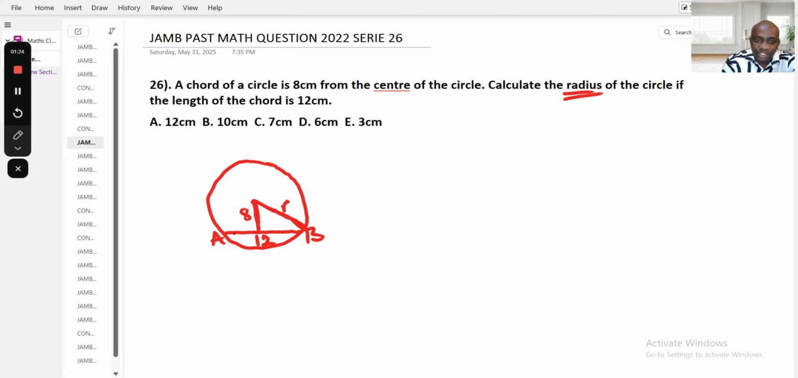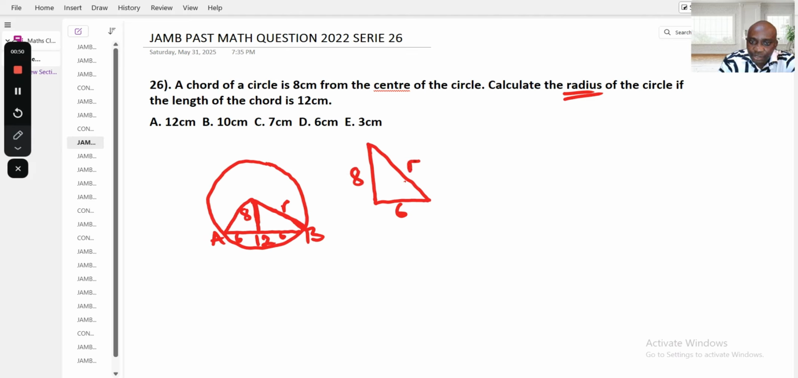Now we were told that we should calculate this radius. How can we calculate this radius? From A to B is 12 centimeters. If we divide this into 2, we are going to get 6. Let me redraw it. Something like this. If we divide this 12 into 2, it's going to give us 6 of this triangle, while the other part here also will be 6. The total will now be 12. This height we were told is 8 centimeters.